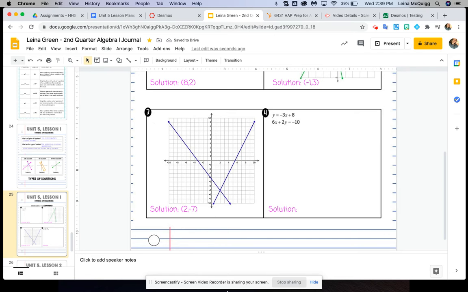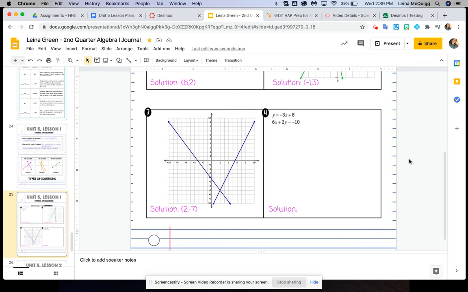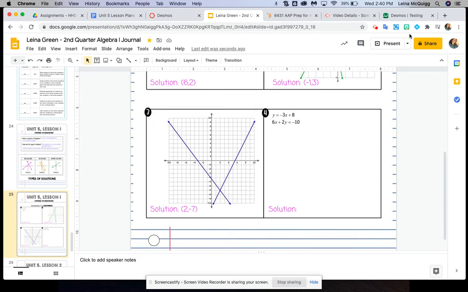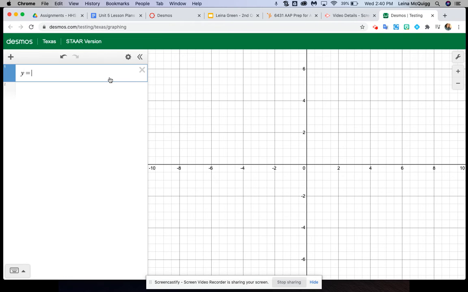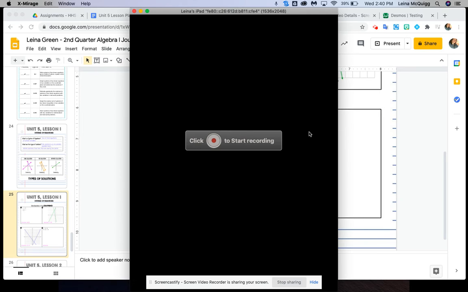All right, so on number 4, let me make sure this is open. Okay. On number 4, the first equation is written as y equals mx plus b. So I can go ahead and graph that in Desmos. It's y equals -3x plus 8. It'll graph that line for me. However, the second line is not in the form y equals mx plus b. So I need to change it to be in the form y equals mx plus b.